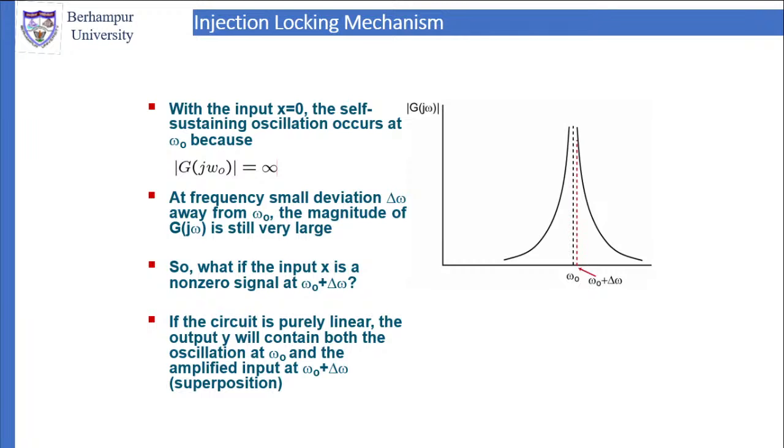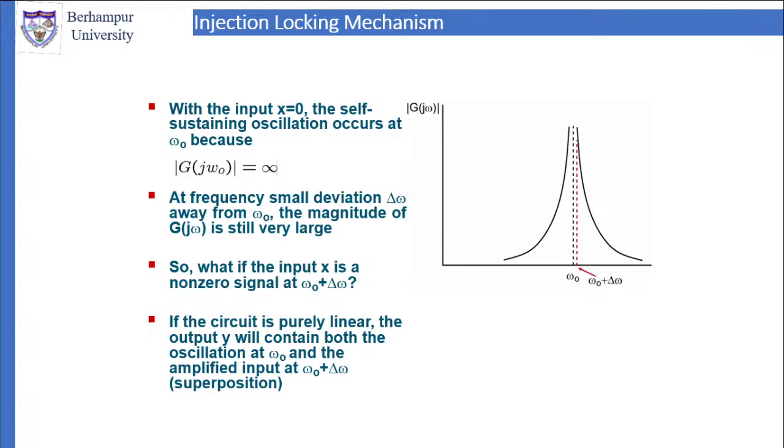At a frequency with small deviation delta omega from omega 0, the magnitude of G will be very large. You can see that here in the figure. On the right-hand side figure, at omega 0 it is infinity, the black dashed line that goes to infinity. G is on the y-axis, so G goes to infinity. If you slightly move away from omega 0, it is still very high. It is not infinity, but it is extremely high.